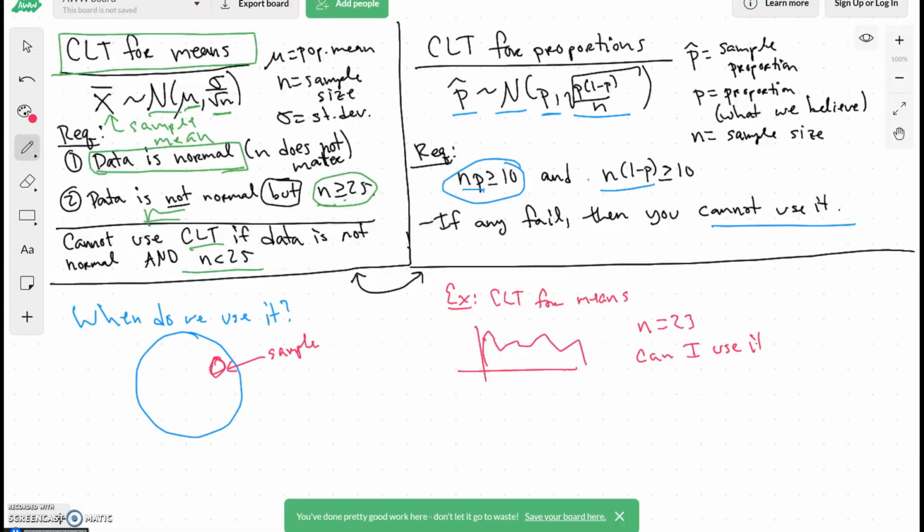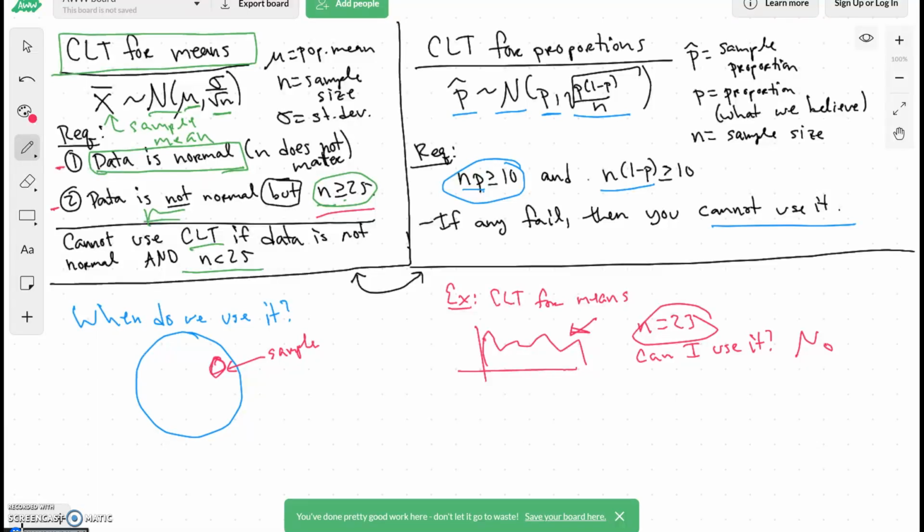Well, let's go back to the assumptions. We need to make sure that our data is either normal, or not normal but n is greater than 25. This clearly is not normal, so we need to make sure that n is greater than 25. In this case, it's not greater than 25. So can we use it? No, we cannot use it.